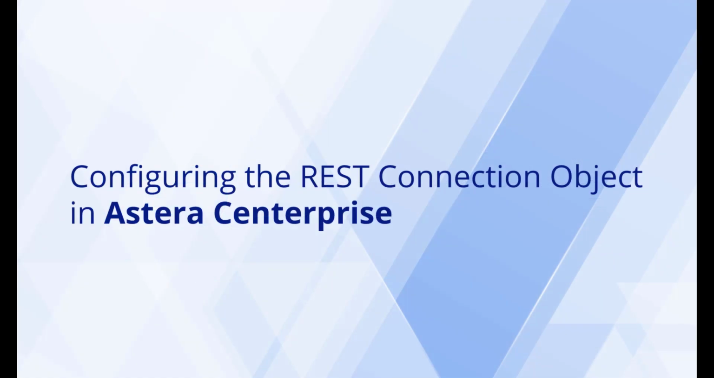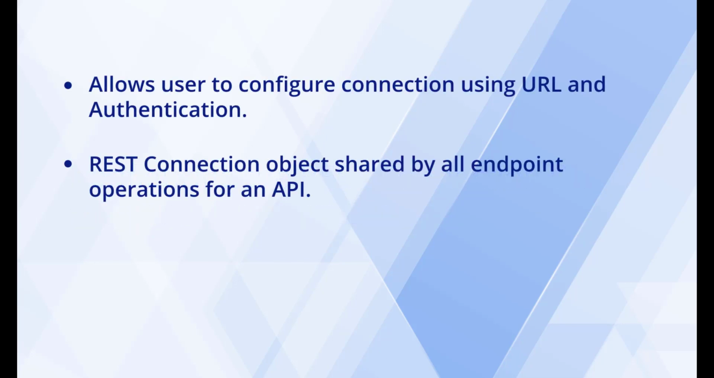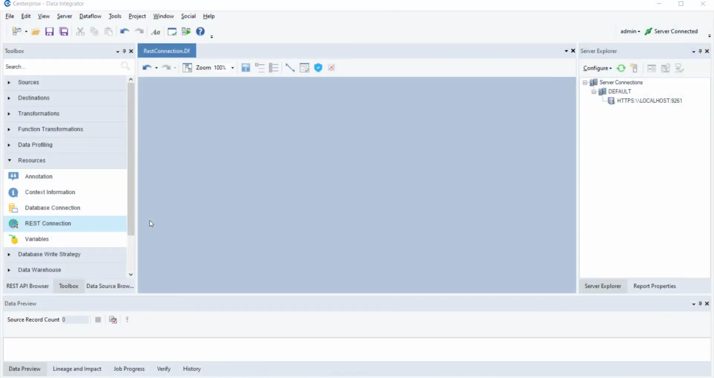Hi, in this video we will be looking at the configuration of the REST connection object in Astera Centerprise. The REST connection object allows the user to configure a connection with a base server URL and authentication. This REST connection object is then shared by all the endpoint operations for an API. To make an API call in Centerprise, the REST connection object needs to be configured first.